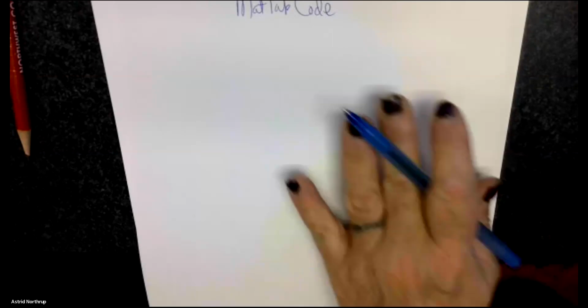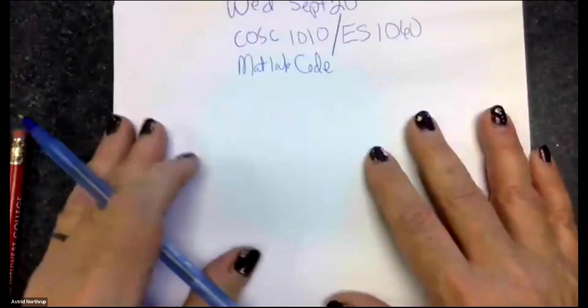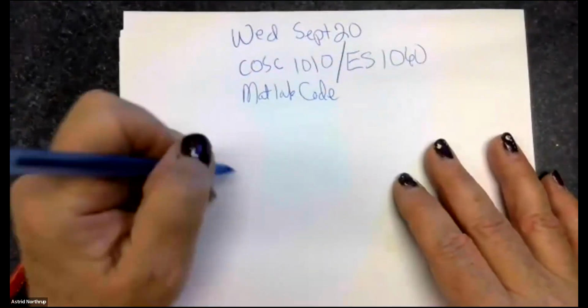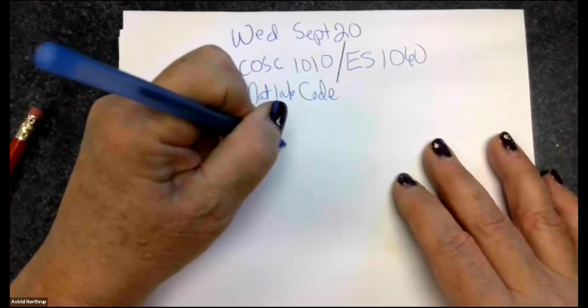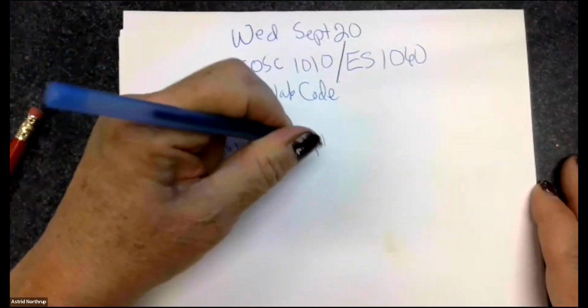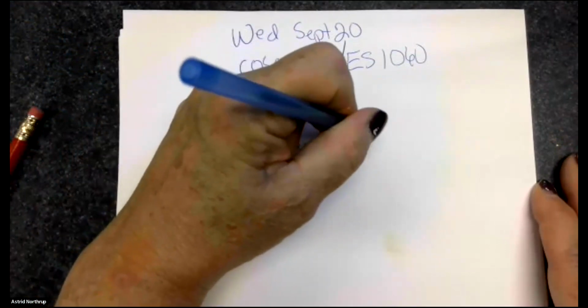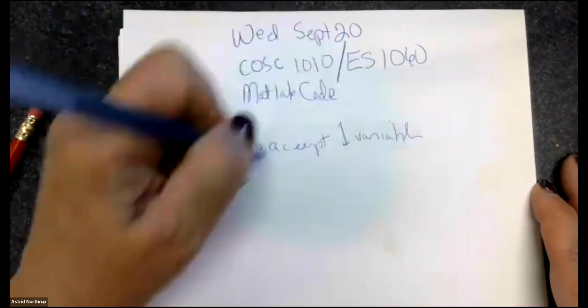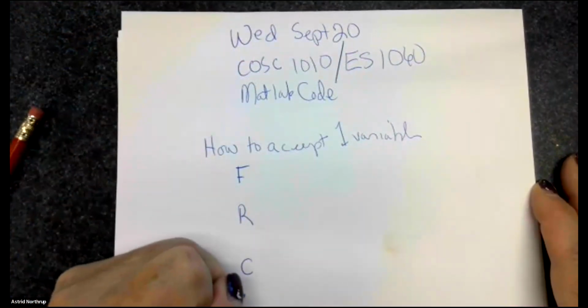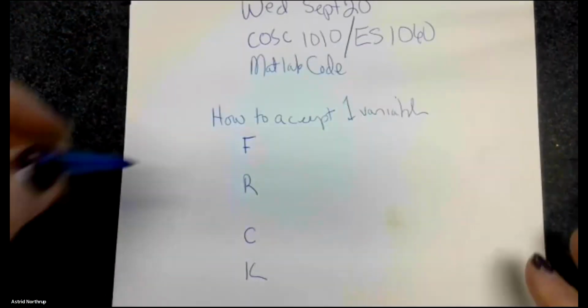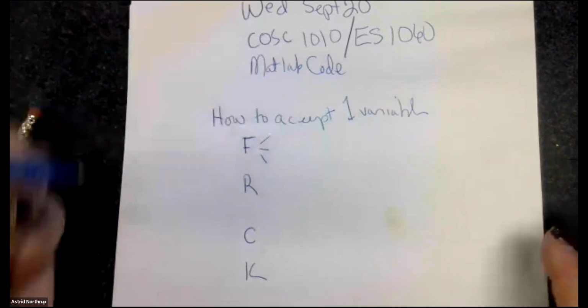The problem that I saw in the pseudocode, I need to put this up. Sorry about that. The main problem I saw was how to accept one variable, and that variable would be either F, R, C, or K, and then make 3 calculations based on that.